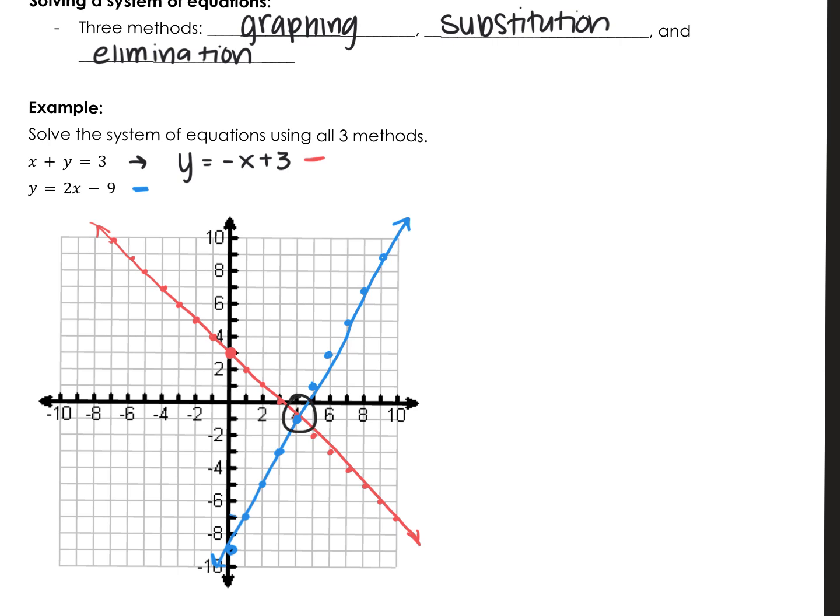So now when you're looking at the graph, the solution is their intersection. So you're looking for the point of intersection, which in this case is at the point 4, negative 1. And if I were to plug that in to check, 4 plus negative 1 equals 3, so we're good there. And then I'm checking that negative 1 equals 4 times 2 minus 9, which is 8 minus 9, which is negative 1. Okay. So now I'm going to talk about substitution and elimination. So this was graphing.